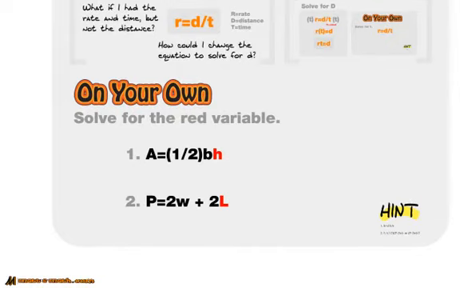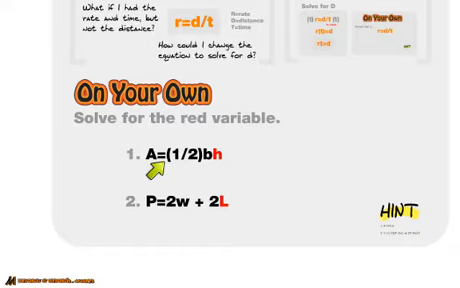All right. Solve for the red variable here. Notice this is the area formula for a triangle, and this is the perimeter for a rectangle. Solve for h and solve for L. Get everything away. Move that half, move that b, move the 2w, and move the 2. You can get everything away from the red letter.